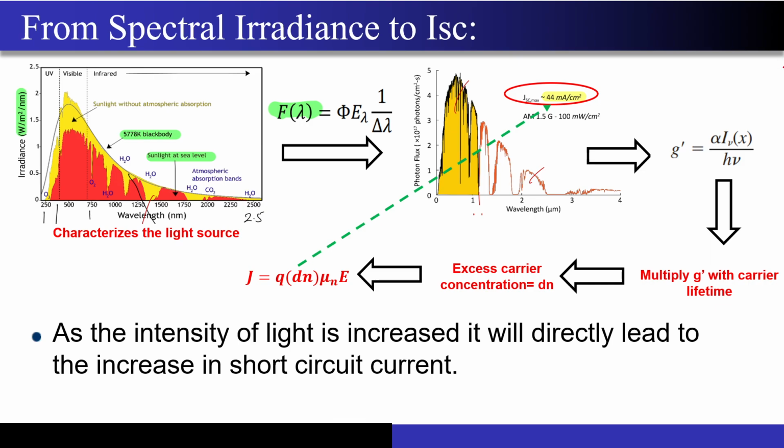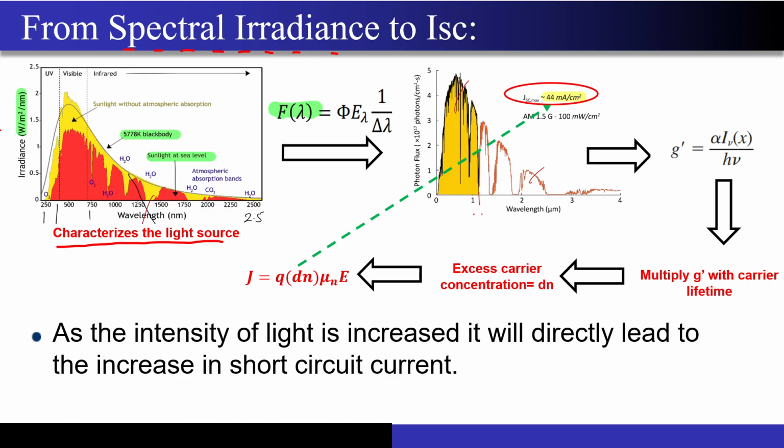Now let's connect the dots, so that everything becomes very clear. We will relate how the spectral irradiance helps me get the short circuit current values. We have the spectral irradiance, which we use to characterize the light source. In this particular case, it is nothing but your sunlight.